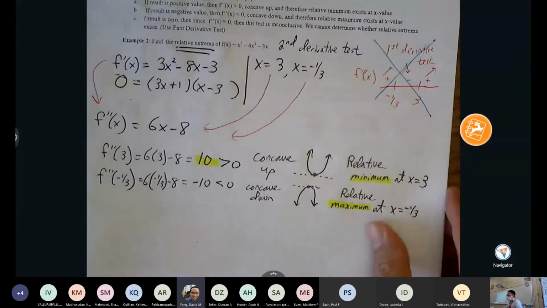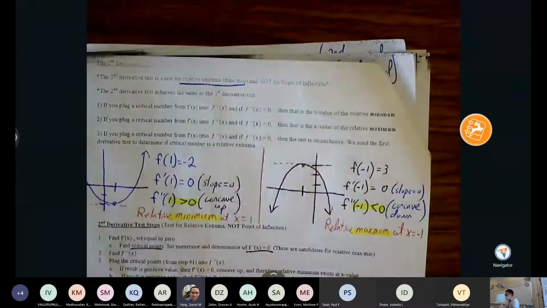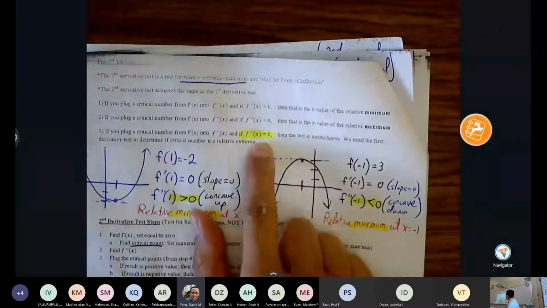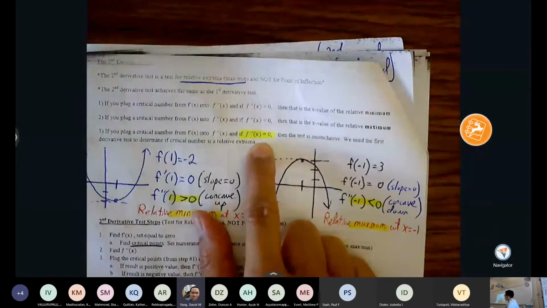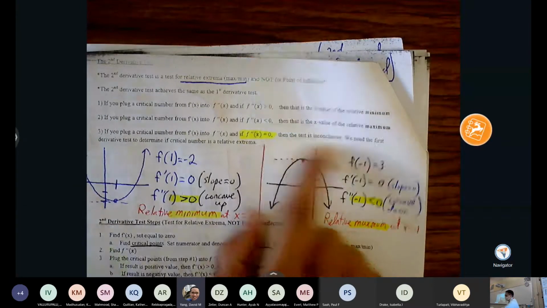Oh, and then to that point, I do want to add something. What happens if we get a second derivative equal to 0? What if we don't get a positive or a negative value? If we don't get a positive or negative value, then we don't know whether it's concave up or concave down. It's inconclusive.